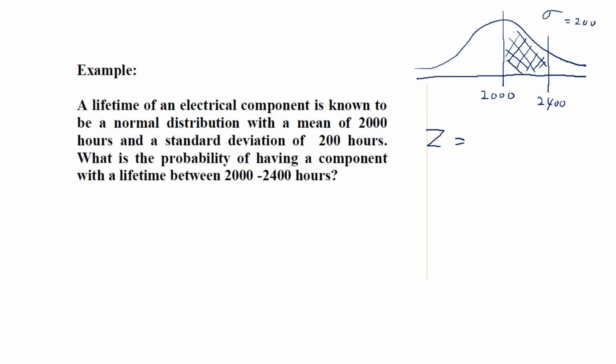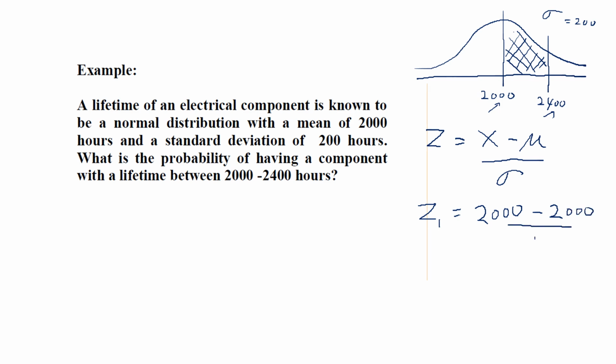You know that Z is X minus mu divided by the standard deviation. So we have two values of Z here, for 2000 and for 2400. For the first Z, X will be 2000, which is also the mean, and the standard deviation equals 200. So Z1 is equal to 0.